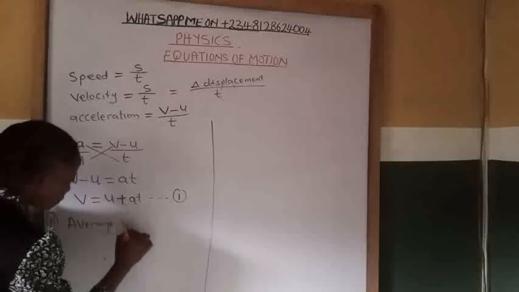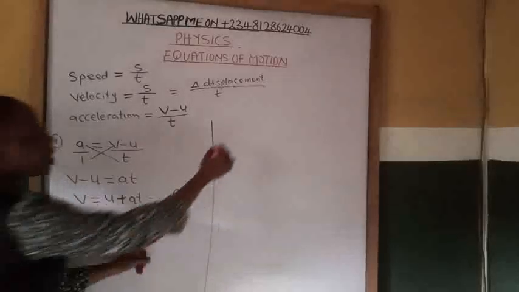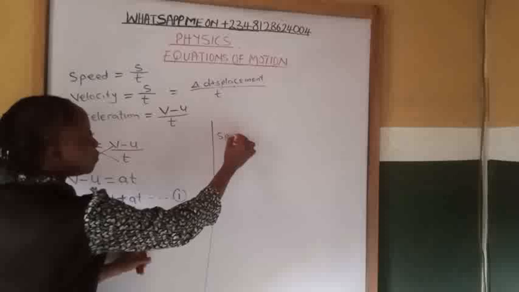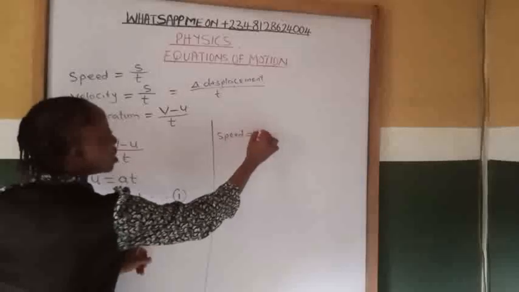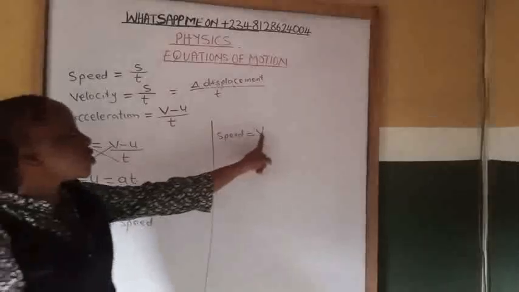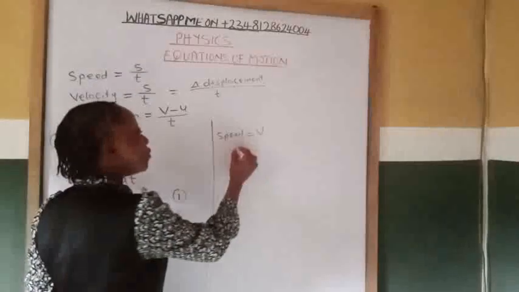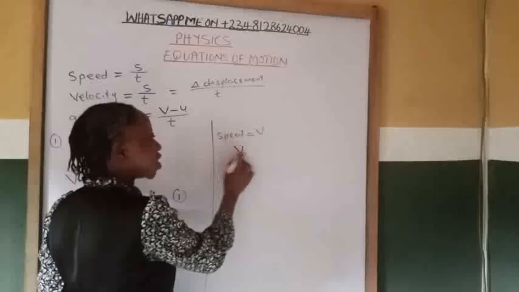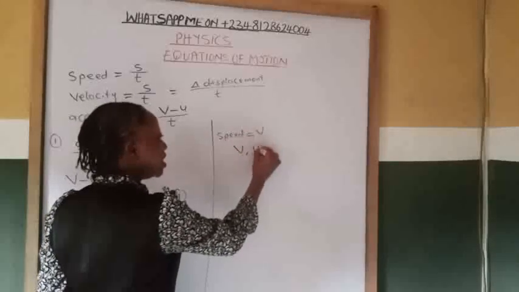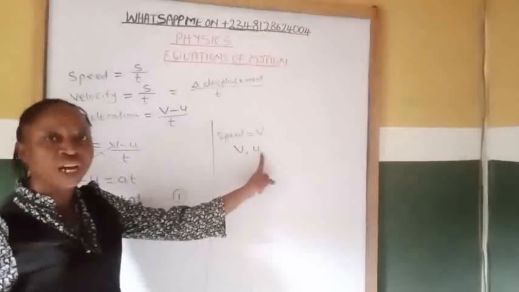Average speed. Then don't forget that speed can be used in place of velocity. Velocity is v. Then we have two velocities, the final velocity and the initial velocity.